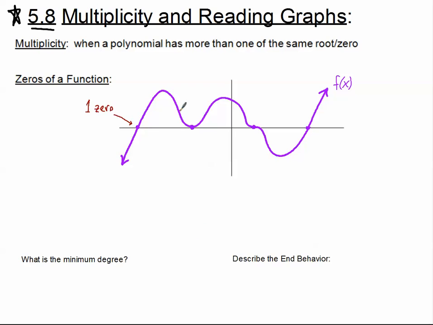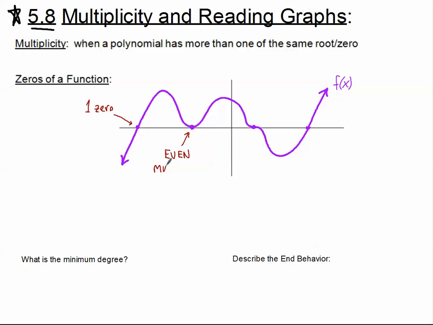But the second zero, this is one of our special cases. And it sort of looks like a little parabola right in here. This is when the graph is just tangent to the x-axis or bounces off the x-axis. This is a special type of multiplicity. This is an even multiplicity.